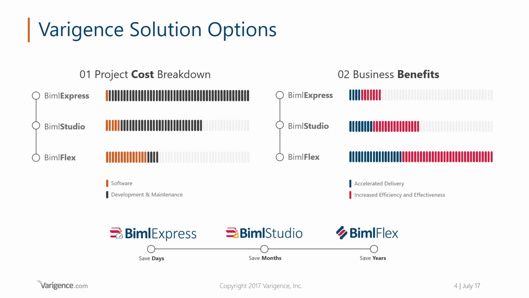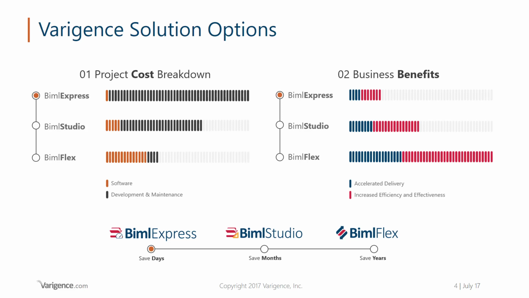Before I start that, I just want to use this slide to show you the different Verigens product solutions that we offer. If you're familiar with Biml and Verigens, you'll know that there have always been two tools: one called Biml Express, formerly known as BIDS Helper, and one called Biml Studio, formerly known as Mist. And what we're going to be looking at today is BimlFlex. I'll explain how the different tools compare to each other.